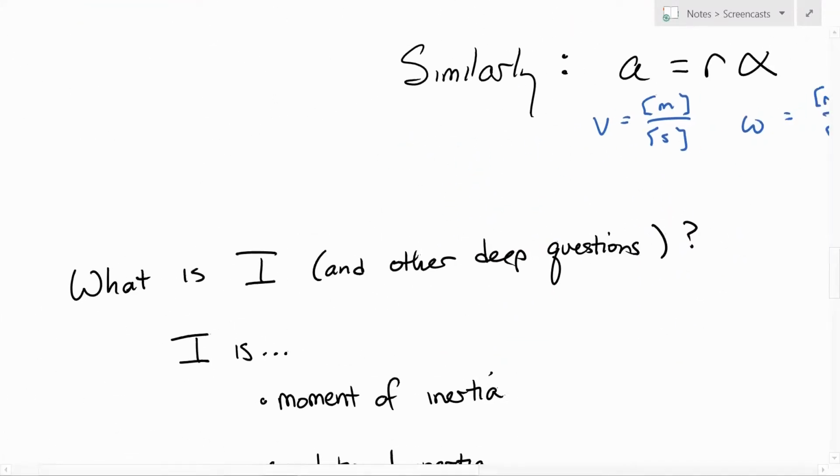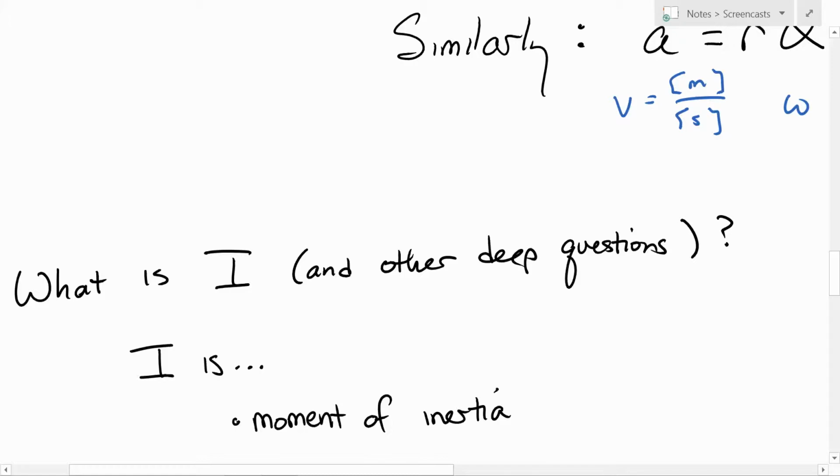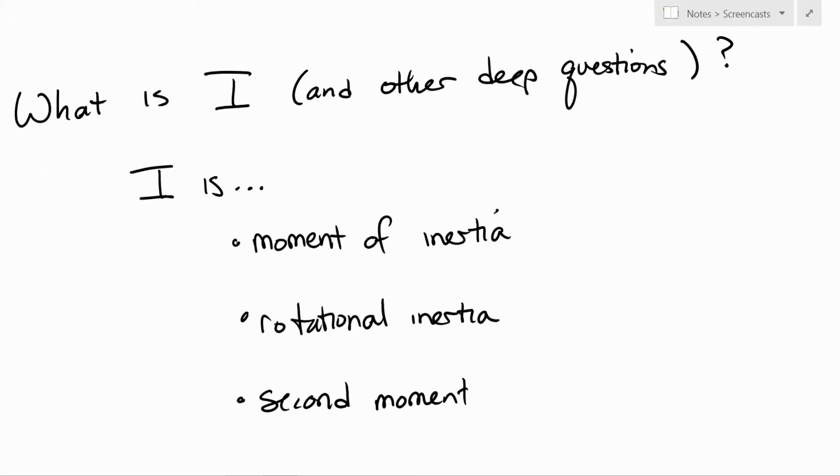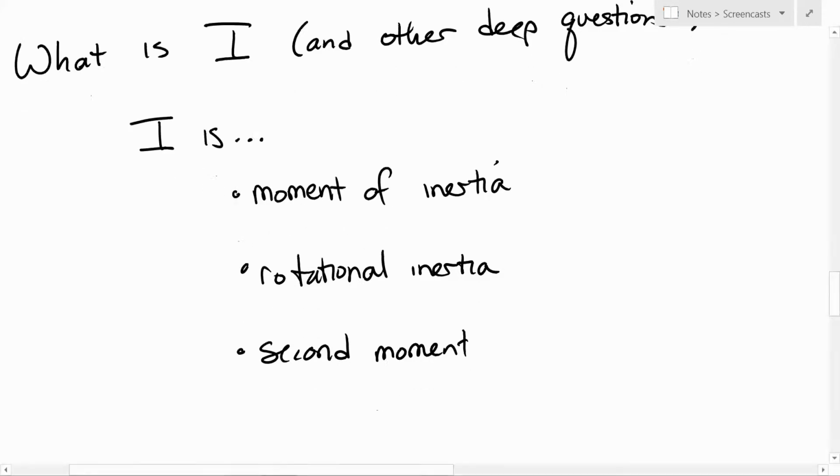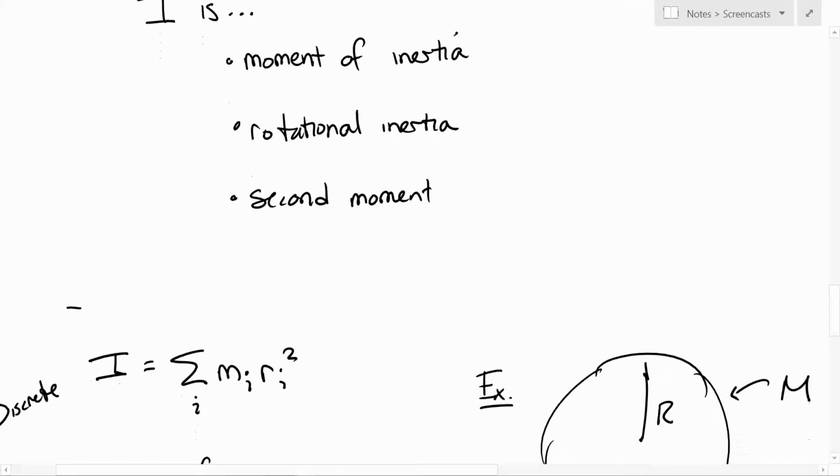Now, let us come to some important things. What is I? I is referred to as the moment of inertia, as the rotational inertia, or as the second moment of inertia. It's the second moment because the center of mass would be the first moment. It's mass times the first power of displacement. This is mass times displacement squared in general.